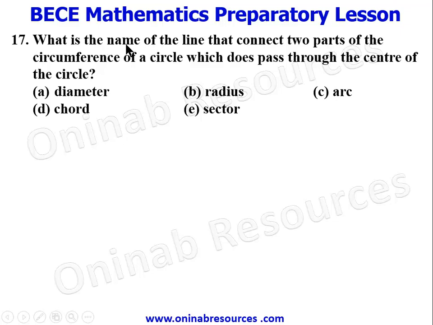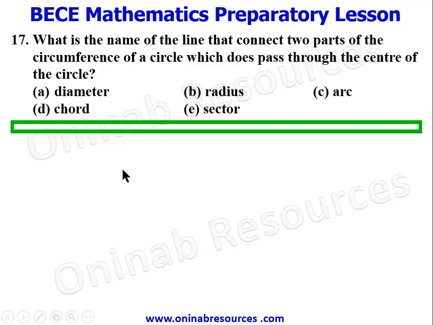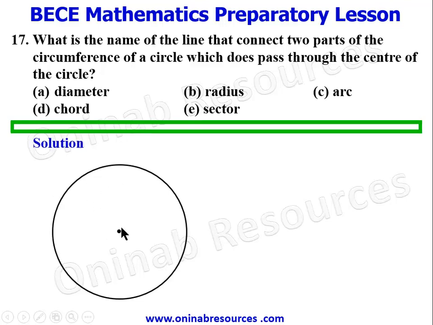Problem 17. What is the name of the line that connects two parts of the circumference of a circle which does not pass through the center of the circle? So we have the options. To find the solution, we quickly look at lines of a circle. We have this circle with center.